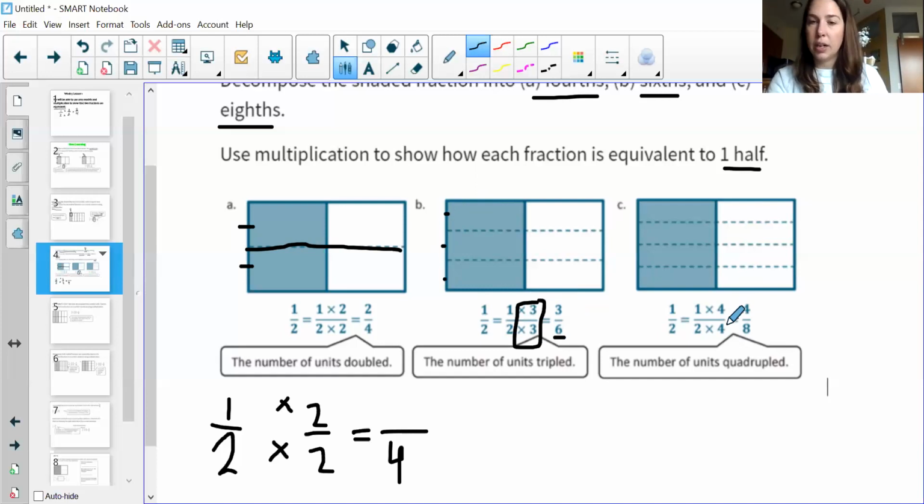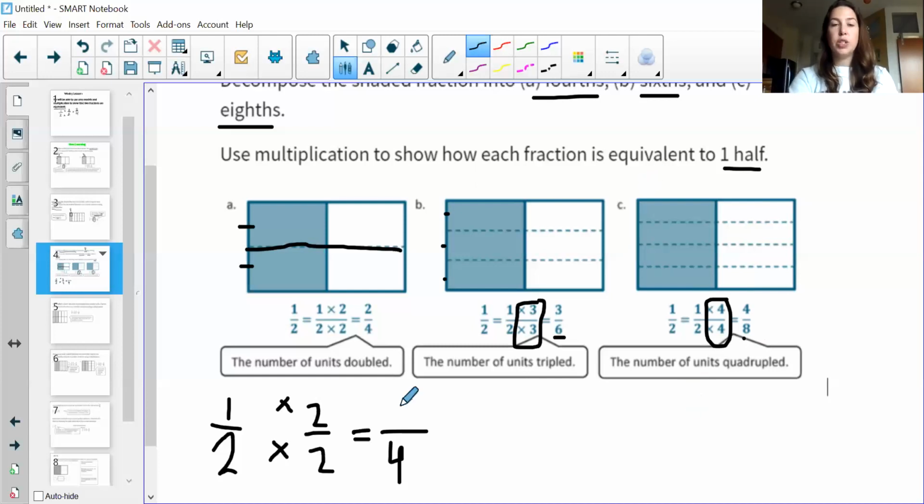Same thing over here. You start with a half. You ask yourself, we want to make eighths this time. What do you multiply times 2 to get 8? And that's 4. 2 times 4 is 8. So you make 4 rows.